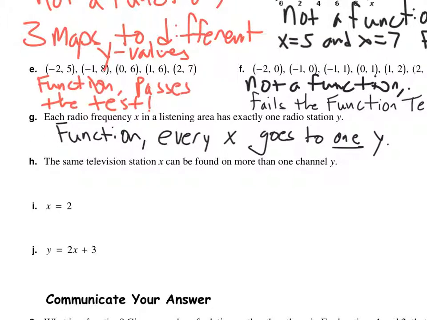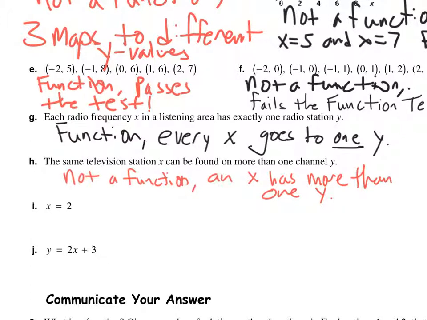So it's a good thing that with radio stations, every frequency only goes to one radio station, because then if we took our television channel x and we found more than one station y, okay, so if we turn to channel 10 on your TV, and what if two TV channels were trying to show up at the same time? Well, that'd be a mess. Your TV wouldn't know what to show. And so this is not a function because we have an x with more than one y. Every x has to have one y.